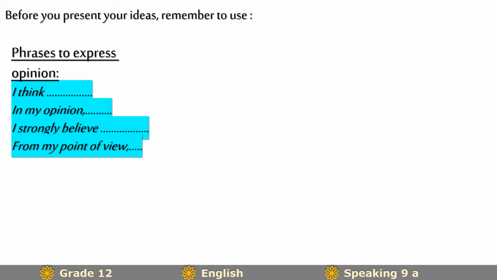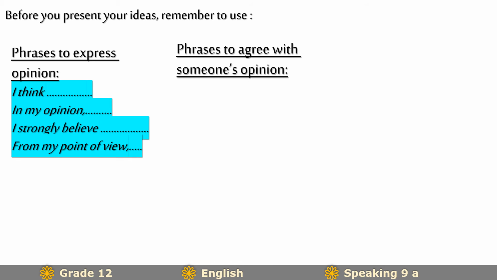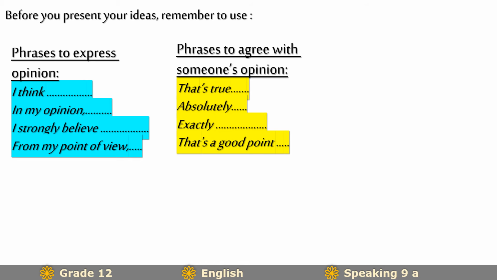And while discussing, you may agree with the opinion of the other speaker, as you may disagree. So, to show agreement, you may use the following phrases, such as, that's true, absolutely. You may also use the phrase exactly, that's a good point, or I can't agree more.